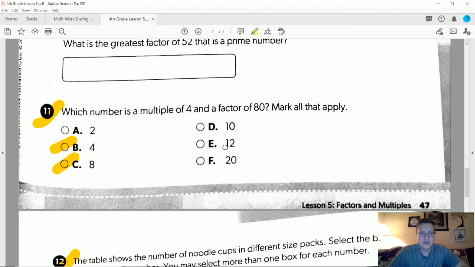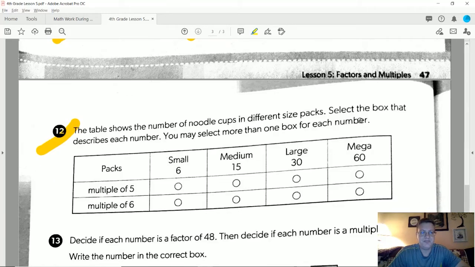Letter E is a multiple of 4, but not a factor of 80. And letter F is a multiple of 4 and a factor of 80.